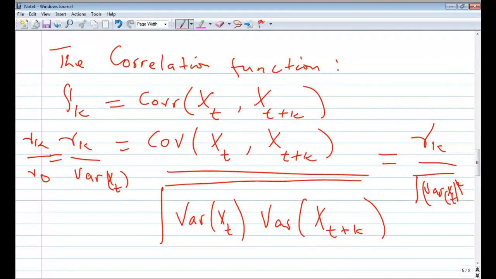You get that? Finally, you can end up saying rho k is equal to gamma k over gamma 0. This equation is very important. We are going to use it very often: rho k equals gamma k over gamma 0. In other words, the autocorrelation function at lag k is equivalent to the autocovariance function at lag k divided by the autocovariance function at lag 0. I think it's clear. Let me go back to where we were.